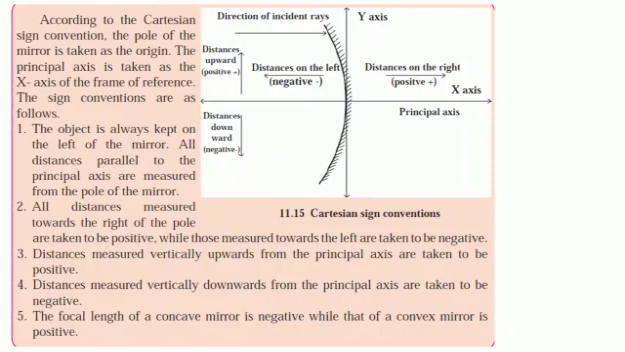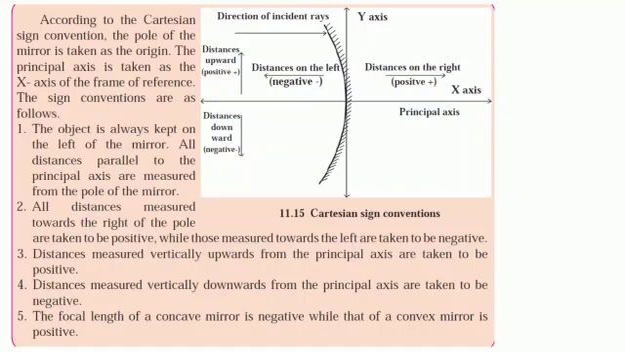The sign conventions are as follows. The object is always kept on the left of the mirror. Where is the object kept? Left. So before starting this, let us have a quick look at the figure given. The horizontal is x-axis, vertical is y-axis. Direction of incident ray is shown. The distance on the left is negative. Distance upward is positive, distance downward is negative, and distance to the right is positive. So right is positive, left is negative, upward is positive, and downward is negative. These 4 things have to be kept in mind.